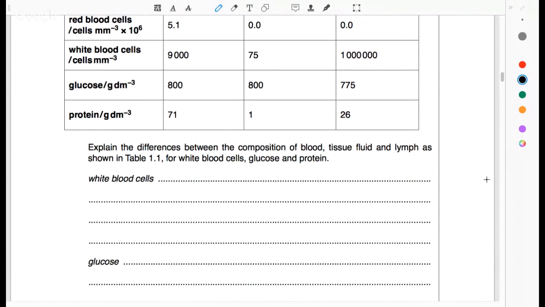Proteins are larger molecules. So plasma proteins are too big to diffuse through the gaps into the tissue fluid, which is why there's a much higher concentration of protein in the blood compared to the tissue fluid. Okay. And protein is returned by the lymph into the circulatory system. Yeah, what kind of protein might you find in the lymph?